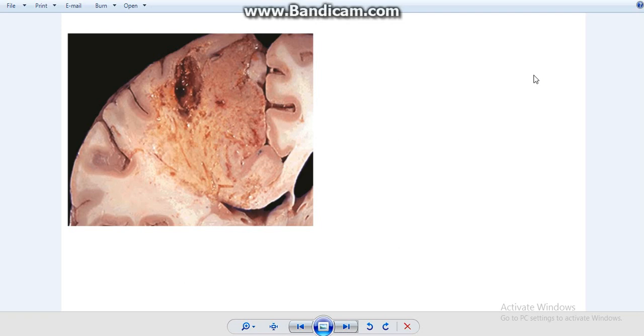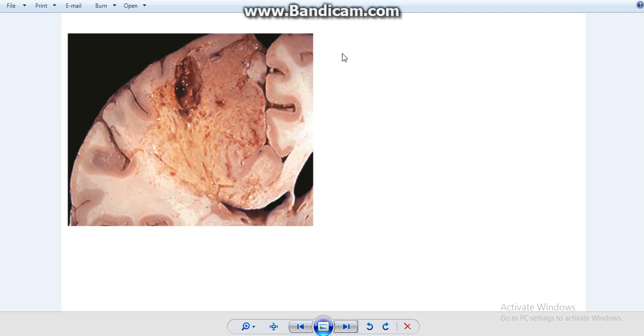Okay, and so now we're going to talk about liquefactive necrosis. Basically, liquefactive necrosis occurs mainly if a person has a bacterial infection or a fungal infection, and that infection is deriving neutrophils with all of the hydrolytic enzymes, and they liquefy that tissue or that parenchyma.